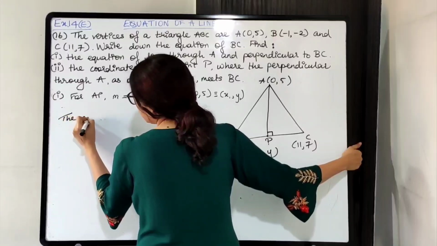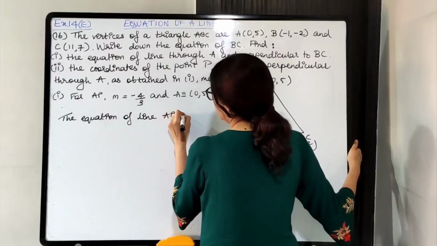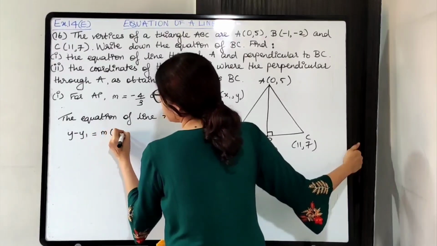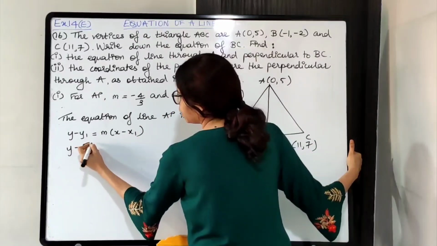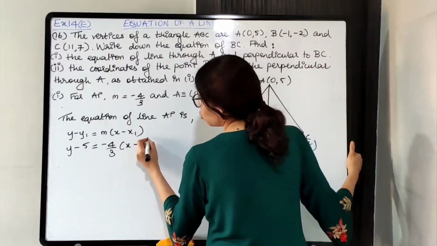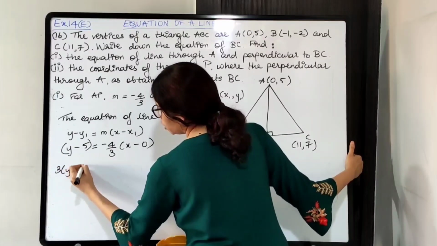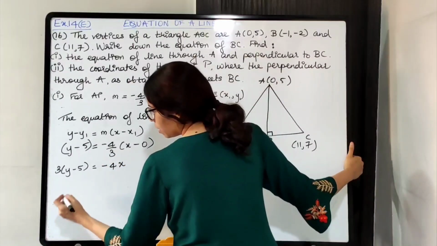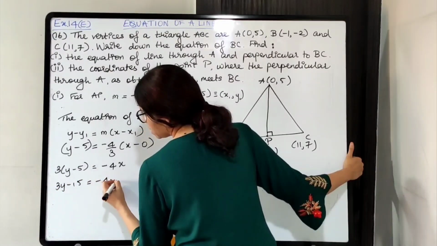Okay. So the equation of line AP is y minus y1 equals m into x minus x1. y1 is 5, m is -4/3, x minus x1 is 0. Put brackets over here because 3 यहाँ पे shift करेंगे, so it will get multiplied with all the terms. x minus 0 क्या होगा, x होगा, है ना. Opening the brackets, 3y minus 15 is equal to -4x.